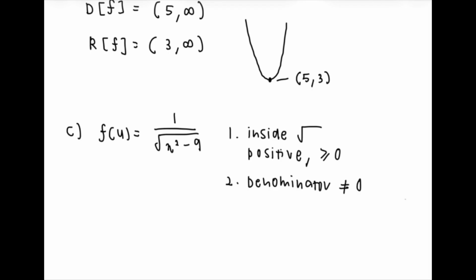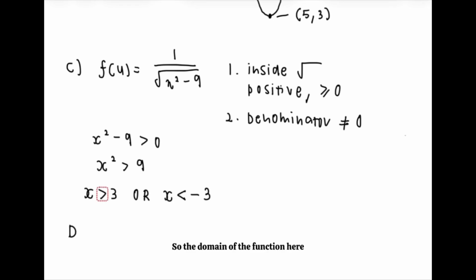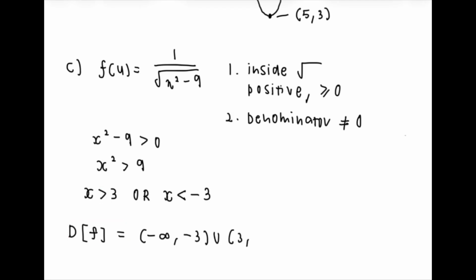So I will start with x squared minus 9 more than 0. And then I'll bring 9 to the right-hand side, which we will get x squared more than 9. And then square root both sides, and we will get two possibilities, which is x is more than 3 or x is less than negative 3. So the domain of the function here is negative infinity to negative 3, or 3 to infinity.